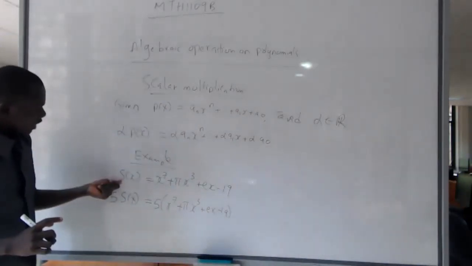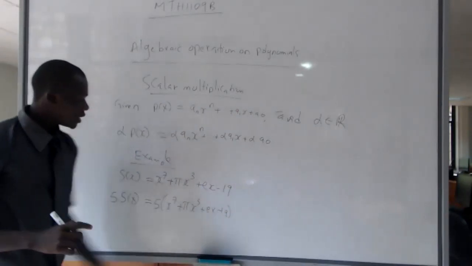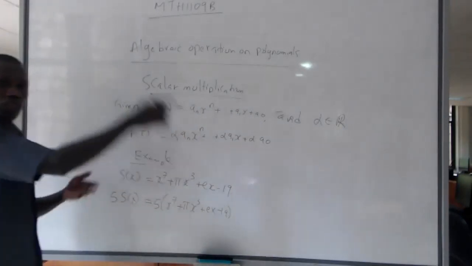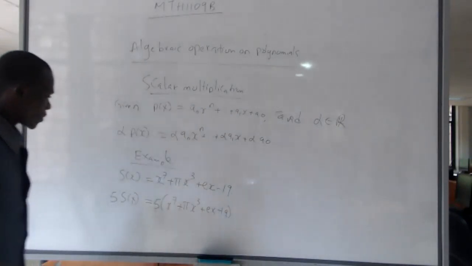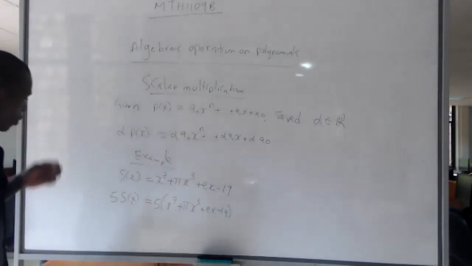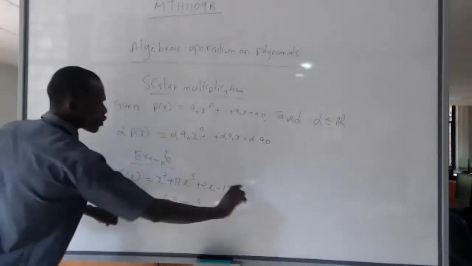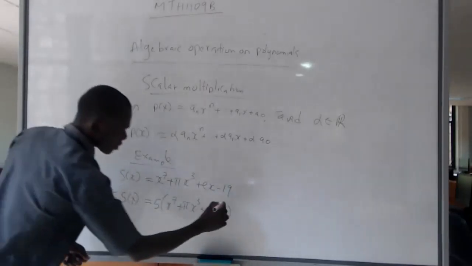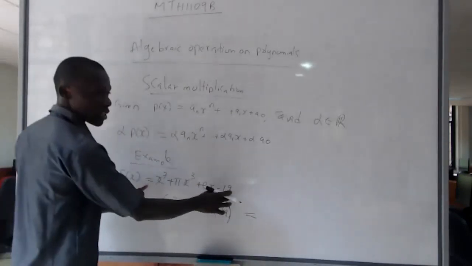Example, let me give you a polynomial s of x, x to the 7 plus pi x cubed plus ex minus 19. You all know pi, the ratio of circumference to the diameter, and then e, this irrational number we talked about. So these are polynomials because these ones are real numbers. Okay. So we want 5s of x. Well, we are saying that simply scale each of the coefficients by the scalar. In this case, the scalar is 5. So we just multiply each of the coefficients by this new scalar.